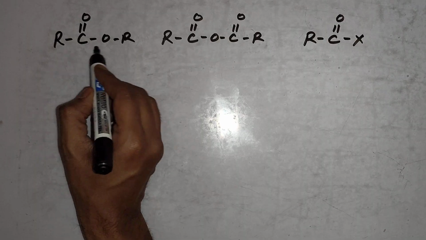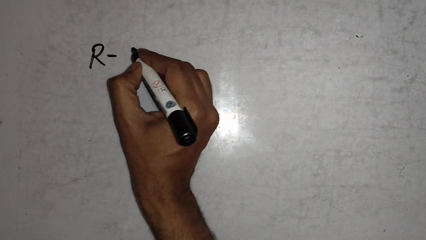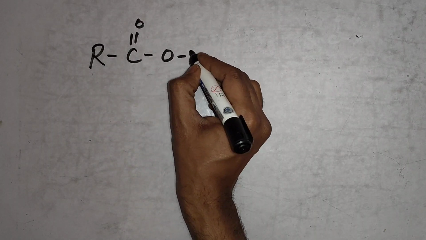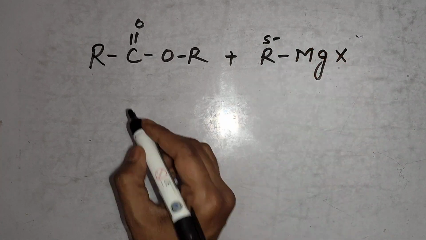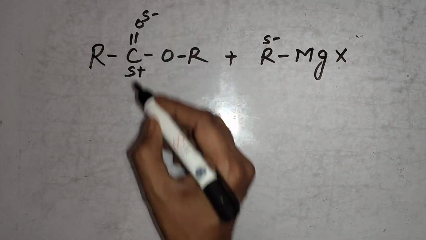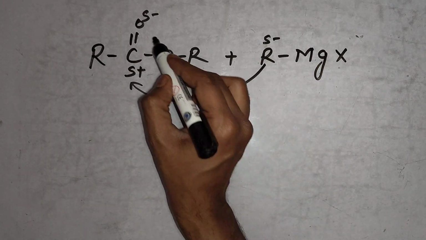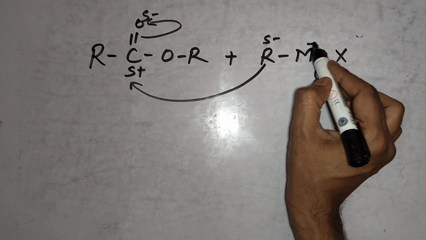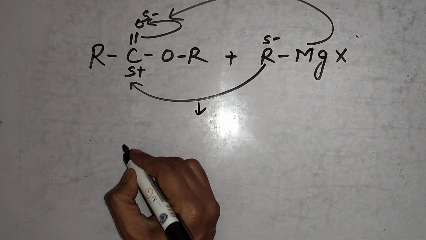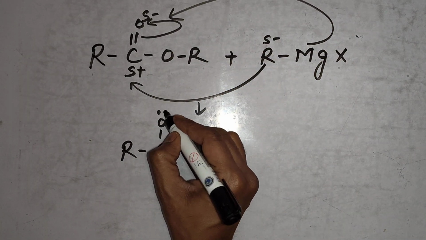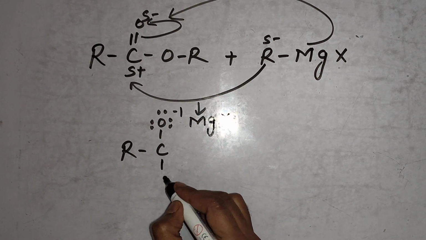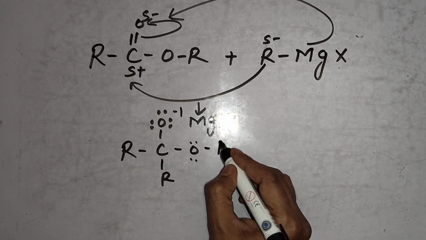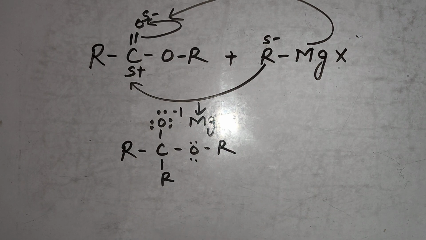Suppose I am taking the example of ester. This is ester. Let's react it with RMgX, Grignard reagent. R is negative, this carbonyl carbon positive, oxygen negative. So obviously R will attack on C, pi electrons will shift toward oxygen, which will be balanced by Mg. So the addition product we are going to create will be this. Check carefully. This will be the addition product.